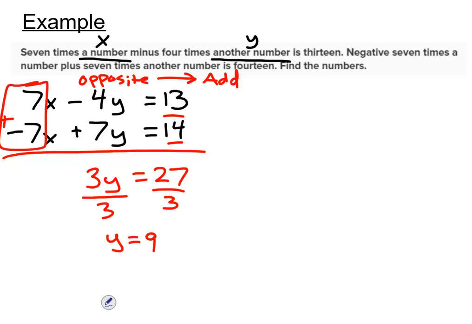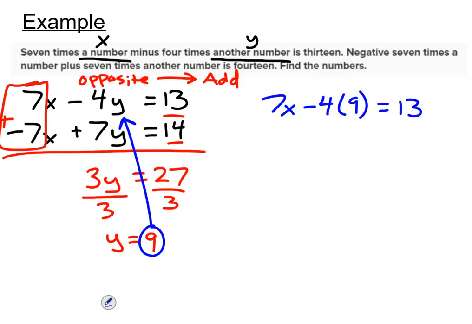Once again, now we found one variable. Now we've got to plug it in. Here we found y, so we need to plug 9 in for y. I'm going to do that right there. So we have 7x minus 4 times 9 equals 13.